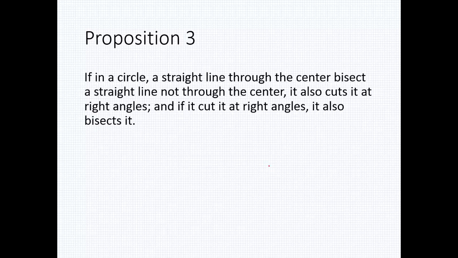Let's jump ahead to Proposition 3. If in a circle, a straight line through the center bisects a straight line not through the center, it also cuts it at right angles. And if it cuts it at right angles, it also bisects it. These are really two different propositions. One is the inverse of the other.